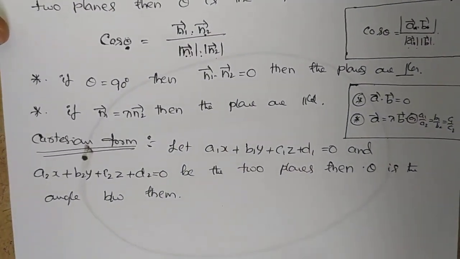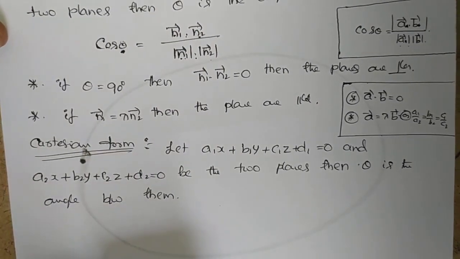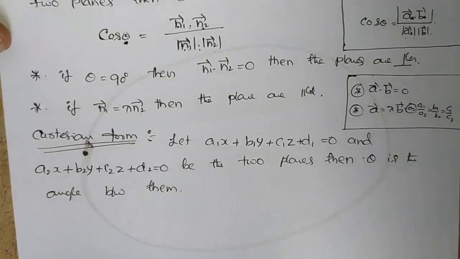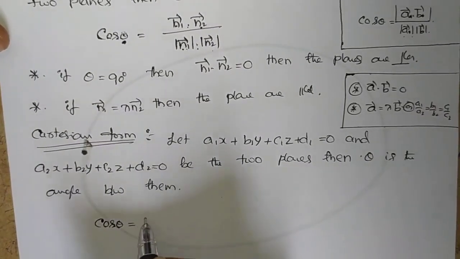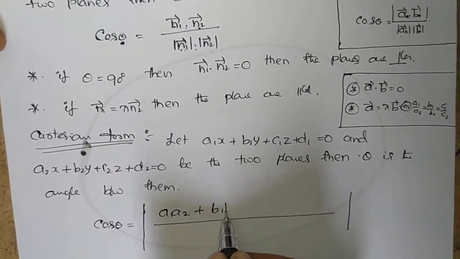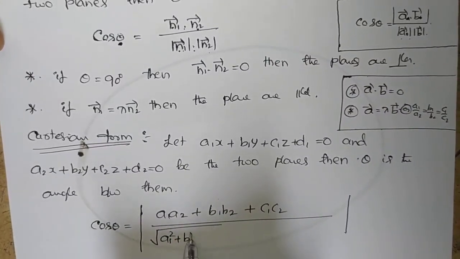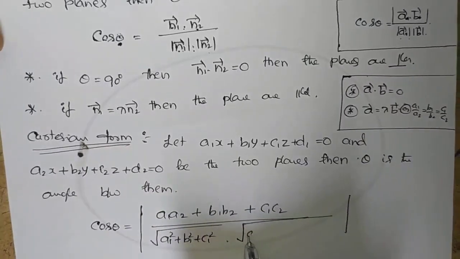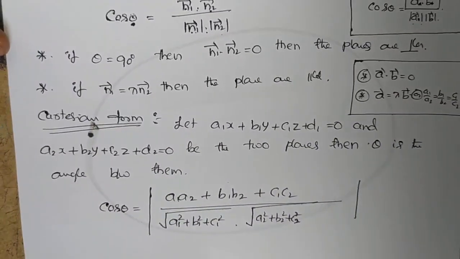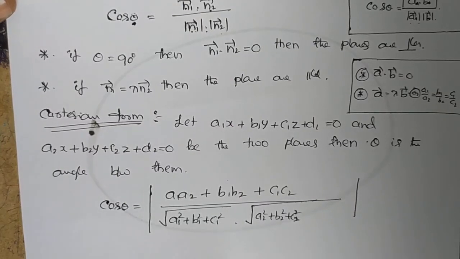Now recall the concept of vector algebra. There we also have one formula very similar to this one. Cos theta equals modulus of a1a2 plus b1b2 plus c1c2 divided by square root of a1 square plus b1 square plus c1 square times square root of a2 square plus b2 square plus c2 square. It is the formula to find the angle between two planes when the planes are given in Cartesian form.